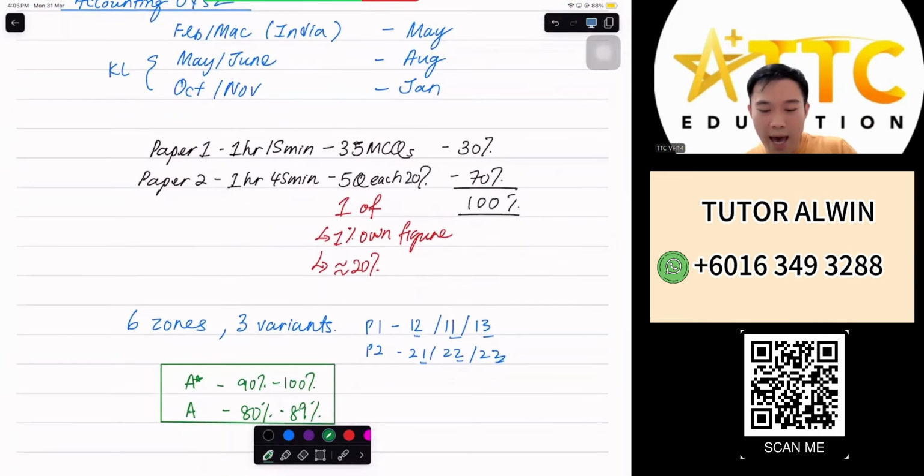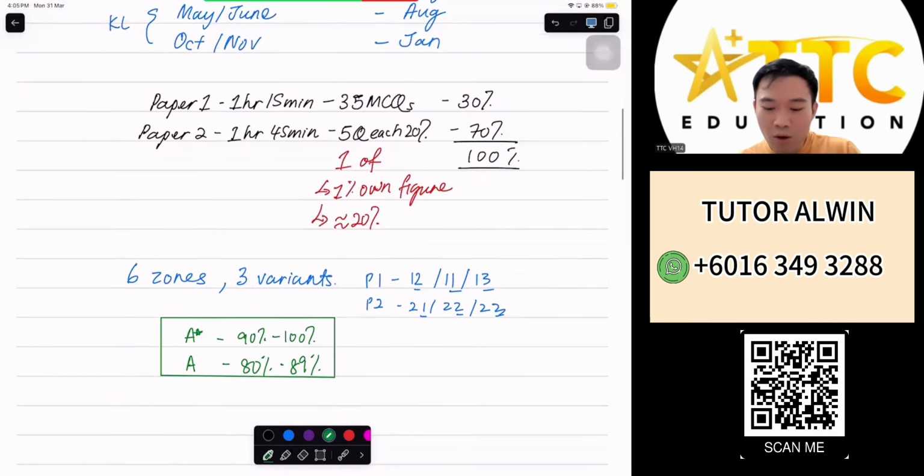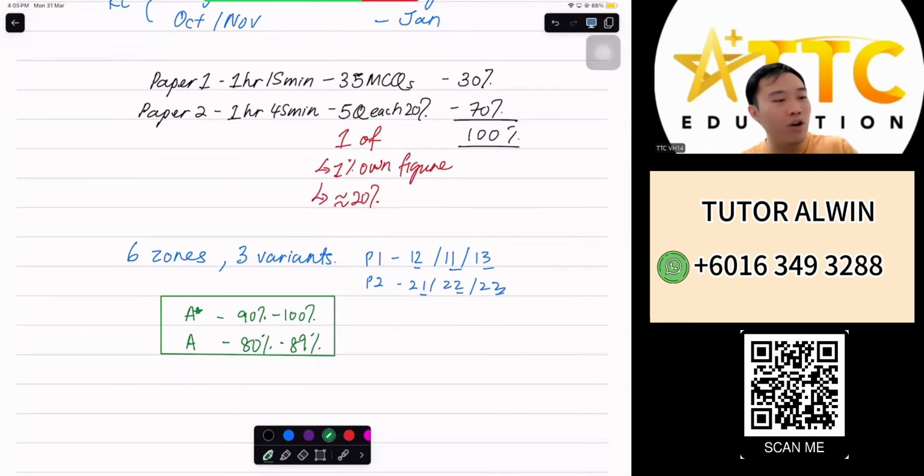So this is basically your accounting paper, the style, how many papers you have to sit for, and the zones, just for your info. For the KL ones, if you're from Kuala Lumpur, if I'm not mistaken, our zone number is zone 6. No, zone 5. That's for the KL region. So you can know this.